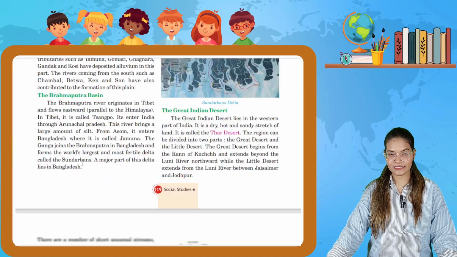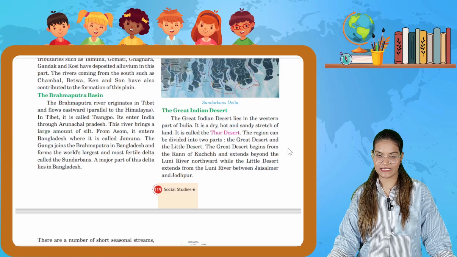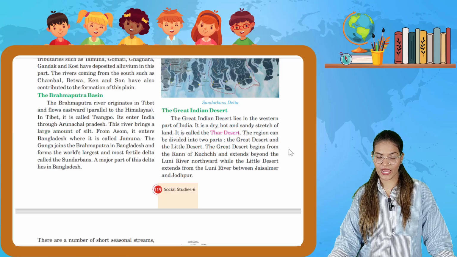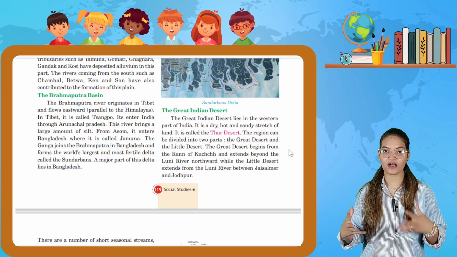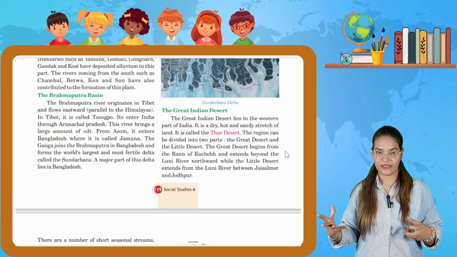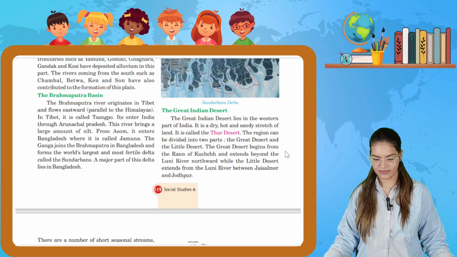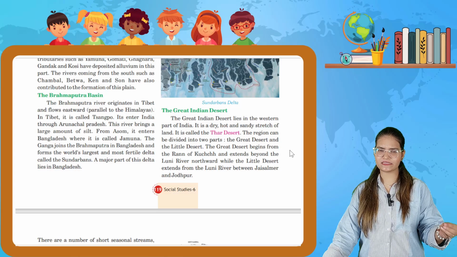The Great Indian Desert. The Great Indian Desert lies in the western part of India. It is a dry, hot stretch of land. It is called थार डेजर्ट, काफी ज्यादा वहां गर्मी होती है, काफी ज्यादा ड्राई होता है। ठीक है, जो डेजर्ट होते हैं, that is very hot in the summer, और कभी भी जाओ आप डेजर्ट्स में, that is very hot.